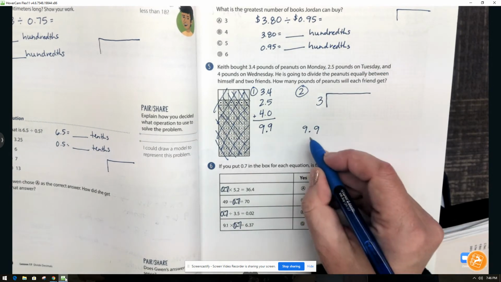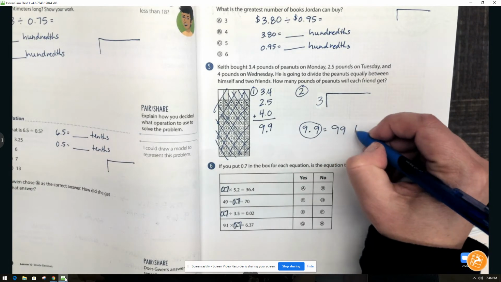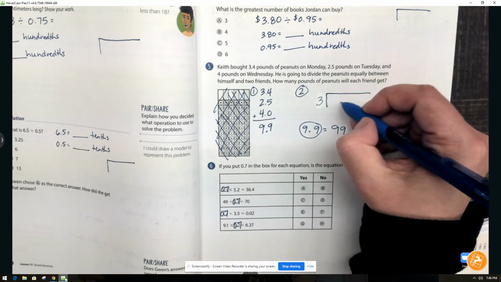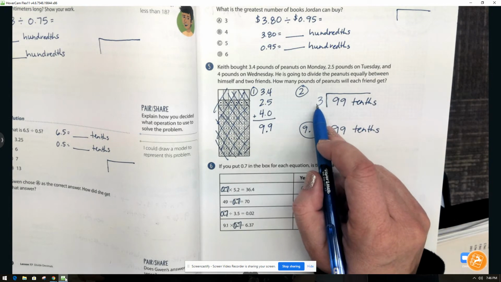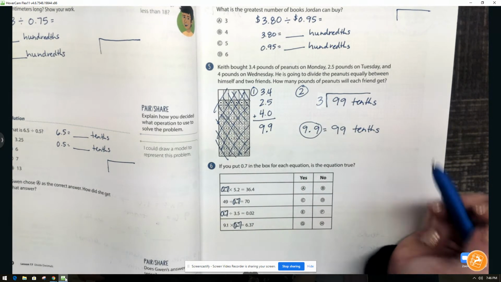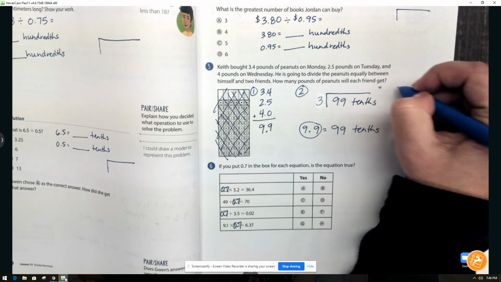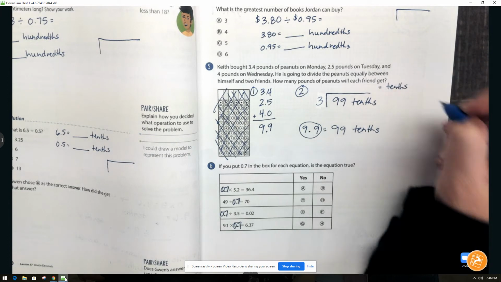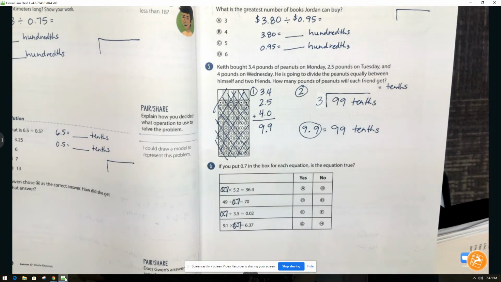We're going to leave it as 3. We're going to change this to how many tenths? It's going to be 99 tenths. So now we're going to put this 99 tenths here. You're going to find out how many times 3 goes into 99. You're going to use your partial quotient method. But remember, the answer that you get is going to be in tenths. So just remember that your answer needs to be in tenths.